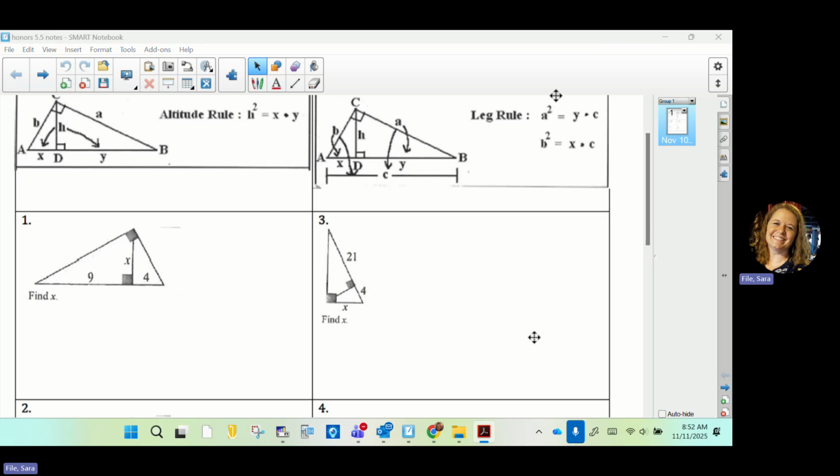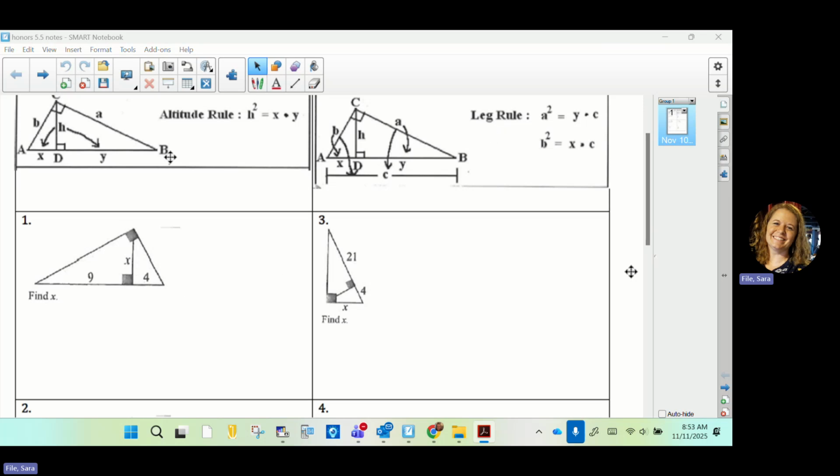So in number 1 here, we are given those two portions, Y and X. This hypotenuse is split by the altitude into 9 and 4. They're asking us for the height, for H. So in this one, should I use the altitude rule or the leg rule? I don't know either of those legs or the height. I have to know some more information if I was going to use the leg rule. So here I'm going to use the altitude rule.